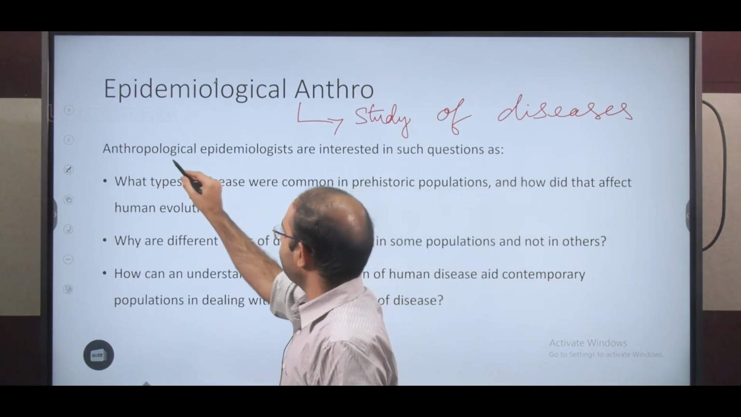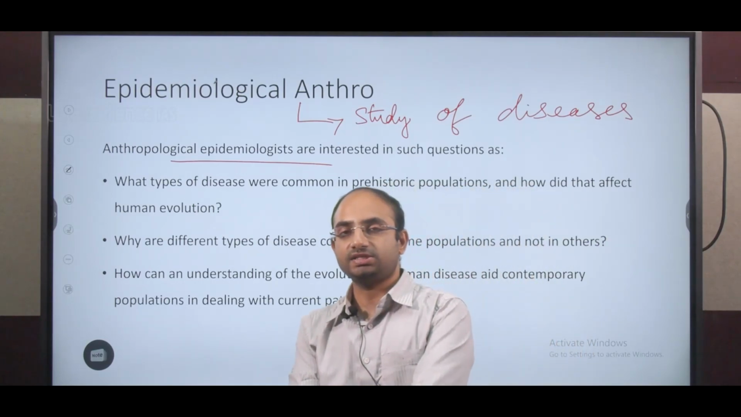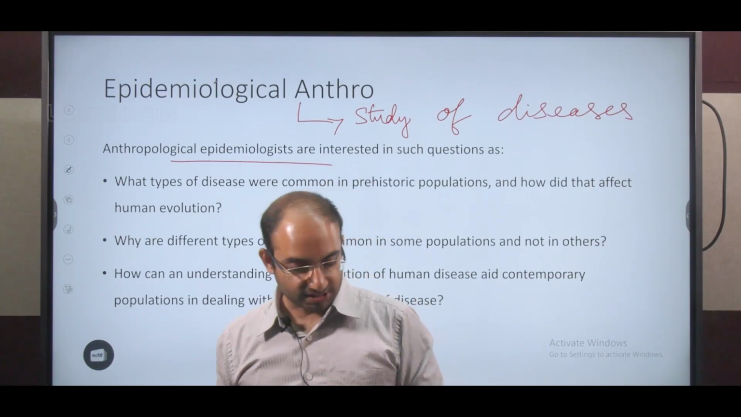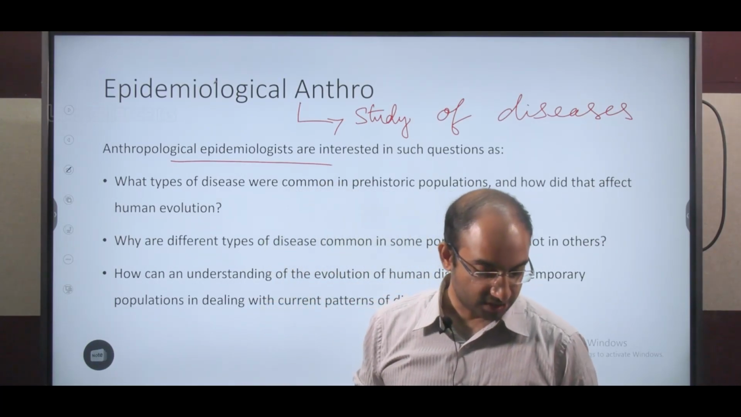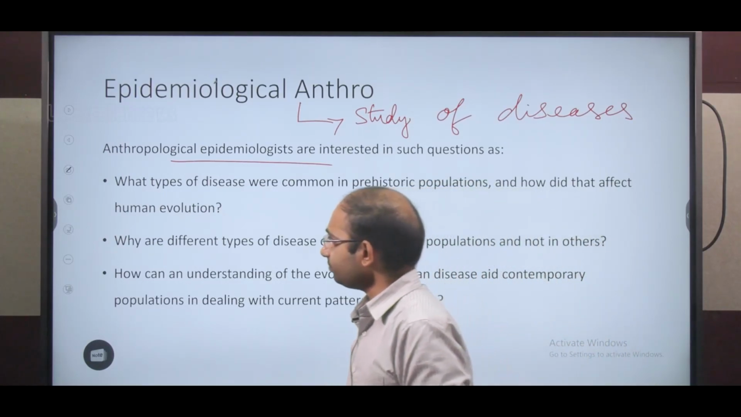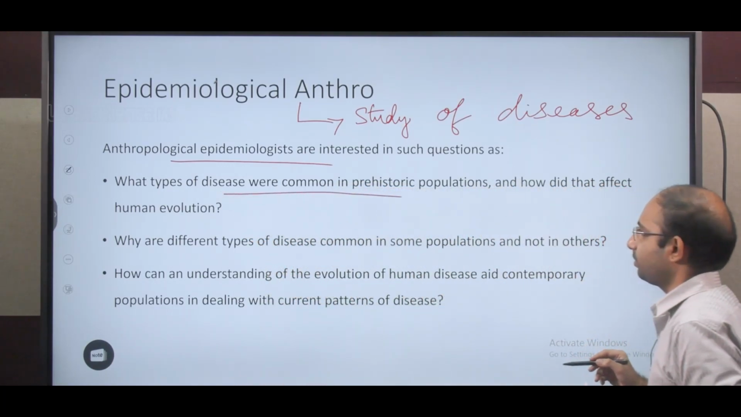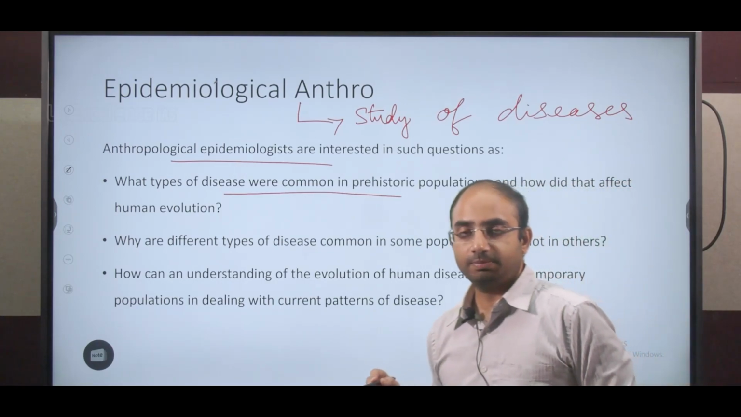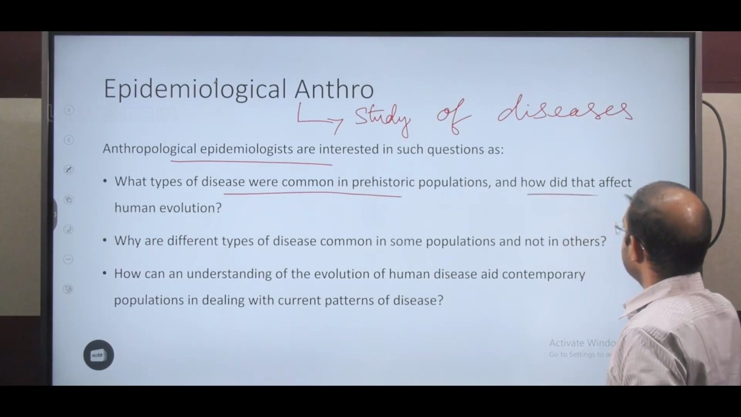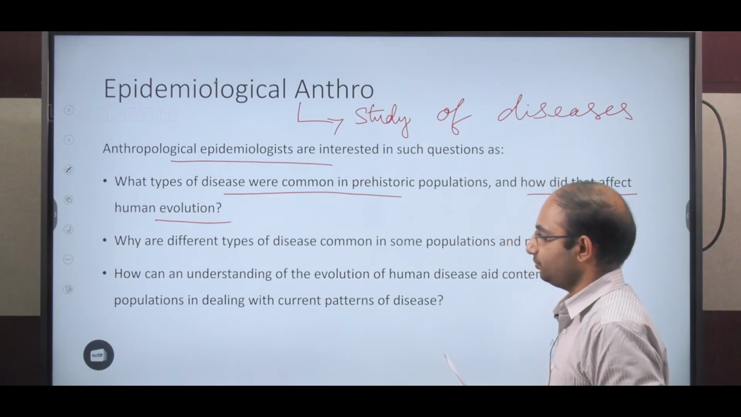So what do anthropological epidemiologists study? What is epidemiology in the first place? It is a science for the study of diseases. Epidemiology means the science for the study and spread of diseases. So what is the anthropological study of diseases? Here we are trying to understand what type of diseases were common in prehistoric populations, that is among Paleolithic people or Mesolithic or Neolithic, what kind of diseases were common and how the presence of these diseases affected human evolution. So what is the link between disease and human evolution?